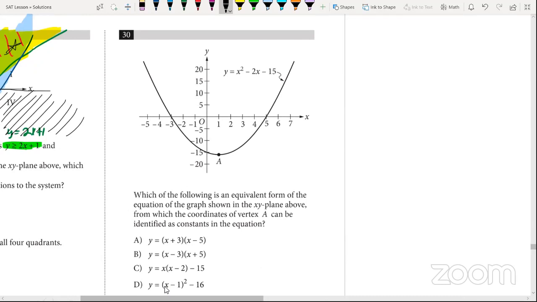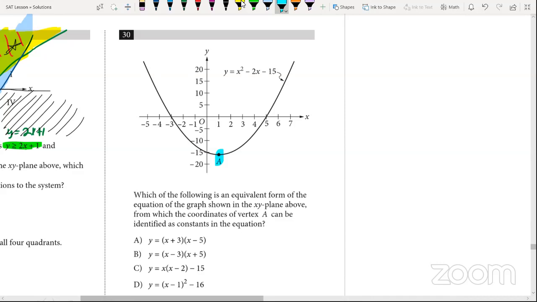Which of the following is an equivalent form of an equation of the graph from which the coordinates of vertex A can be identified as constants in the equation? Okay, so we have the vertex A. It looks like it has an x value of 1 and a y value of -15, but we're not 100% sure.